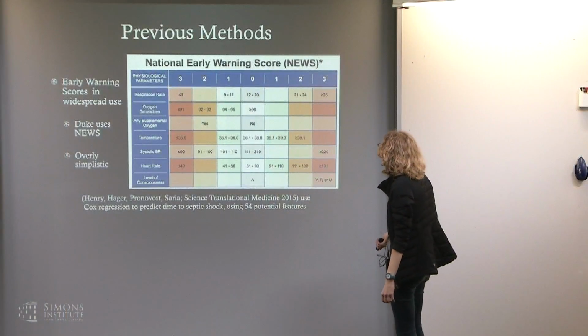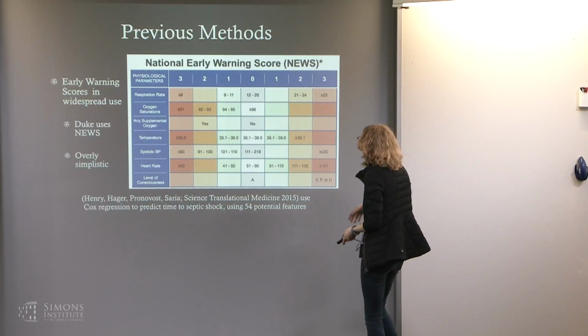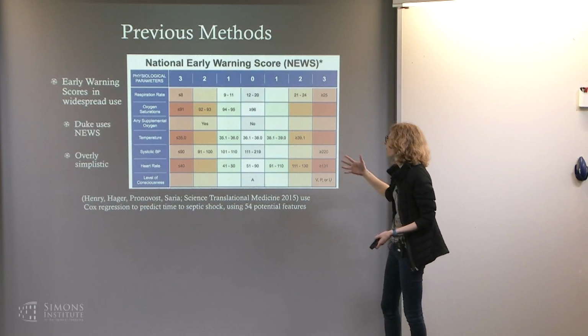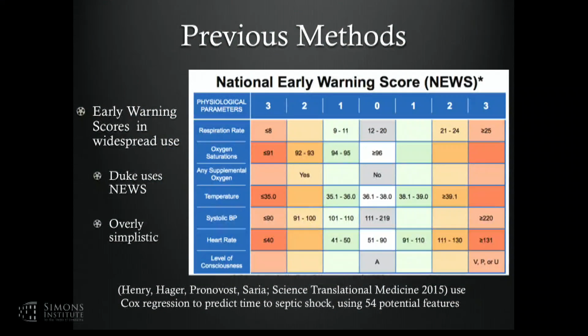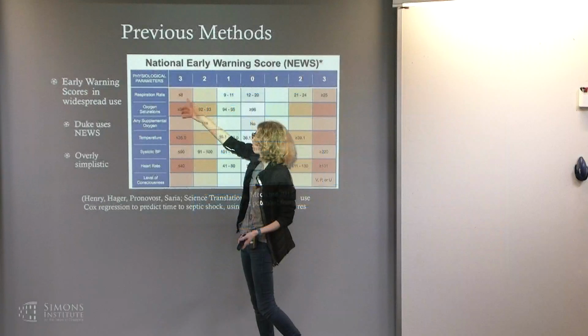Okay, so what they use right now at Duke is something called NEWS, and NEWS is shown here in this chart. So basically, if you're normal, all of your vitals are in the ranges that are shown here, and as they get worse and worse, you move from having 0 points to having 3 points on either extreme. And you add it up for every row, right? So if your respiration rate is less than 8, that's 3 points.